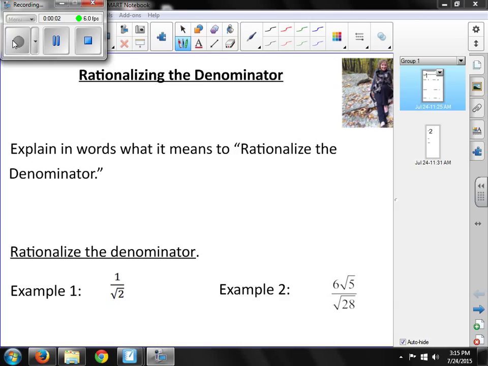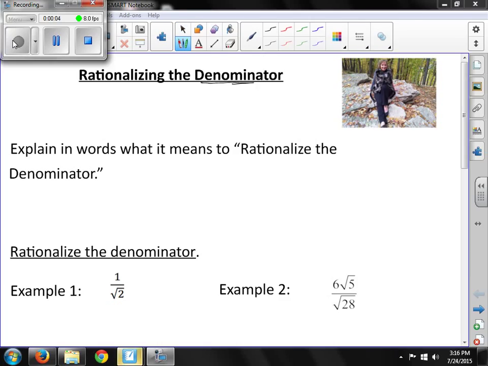We're going to be working today with rationalizing the denominator. Explain in words what it means to rationalize the denominator.